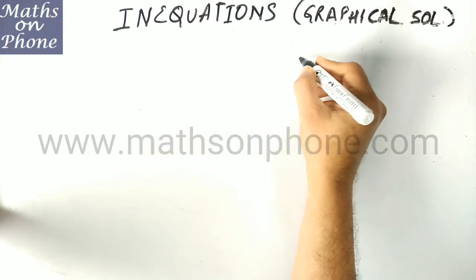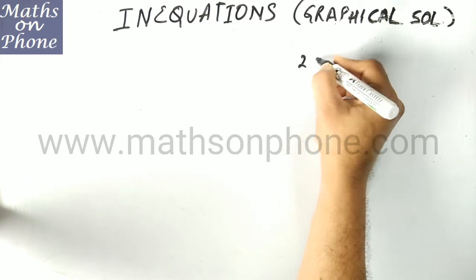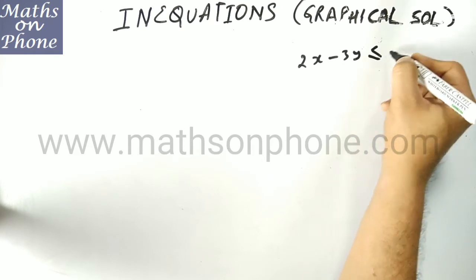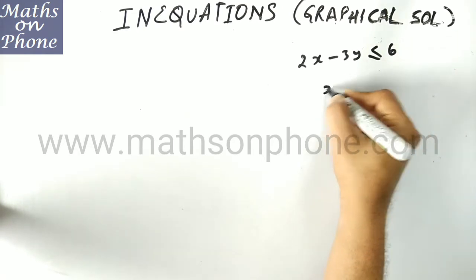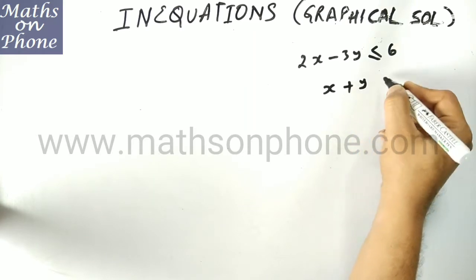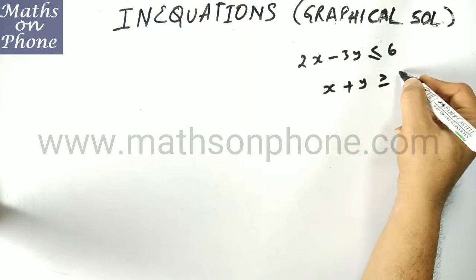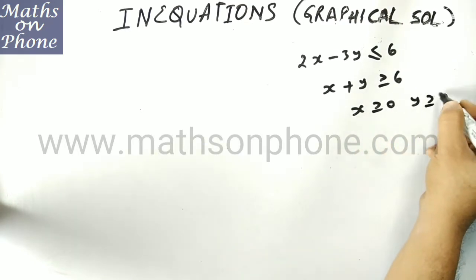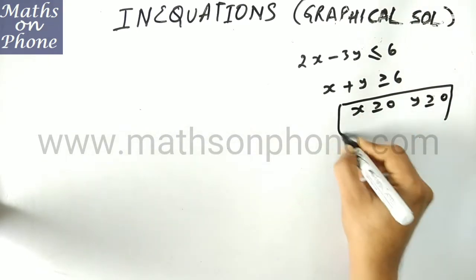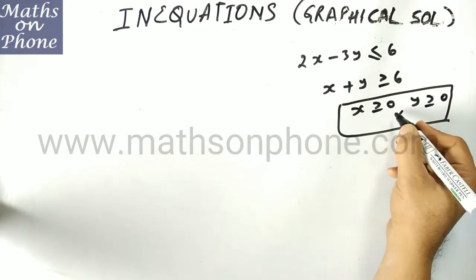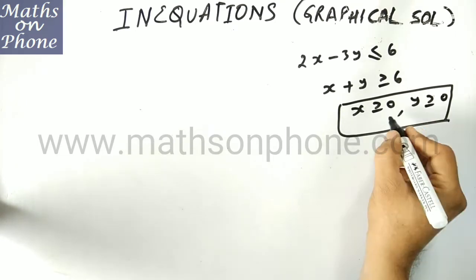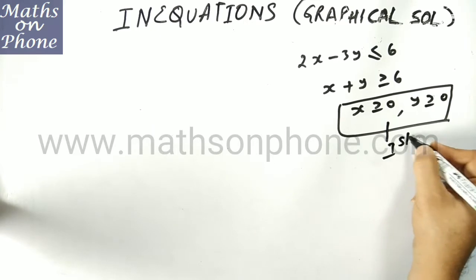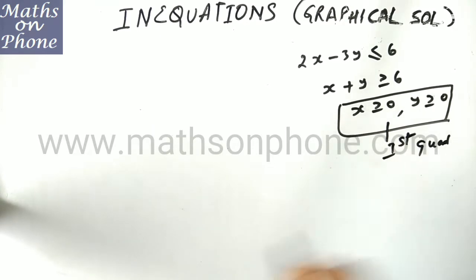One more example I am taking. If the line is 2x minus 3y is less than equal to 6, x plus y is greater than equal to 6, x is greater than equal to 0, y is greater than equal to 0. What does this mean? This is very simple. Wherever you see x is greater than equal to 0, y is greater than equal to 0, that means they are talking about first quadrant. That means you have to shade the region in first quadrant only.